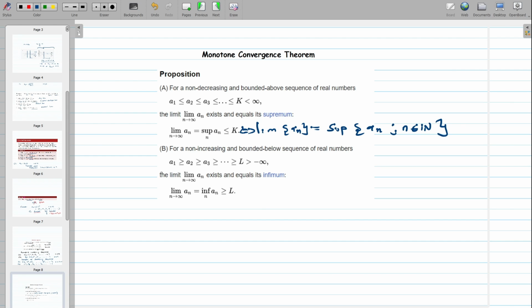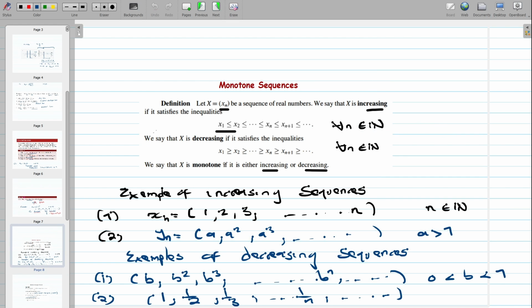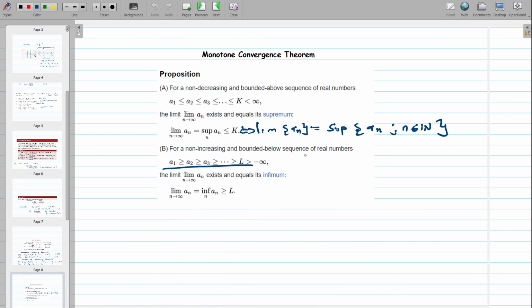And same here, we are in the second situation, right? Let's just make reference to what we've written here. For a non-increasing and bounded below sequence of real numbers, this is what we basically have. To come up with something similar to what we have here, this is equivalent to saying that the limit of the sequence a sub n, in this second scenario, is going to be equal to the infimum of the sequence a sub n.